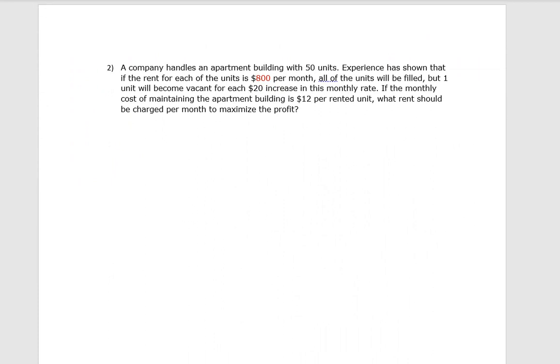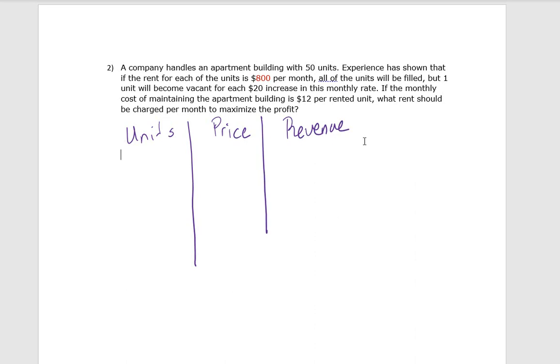Now, the next question is a word problem. So I'm going to try to figure out what my revenue function is. So first, I'm going to lay out the number of units, the price per unit, and the revenue. So if they rent out all 50 units, then each unit is going to be $800 each, and the revenue is going to be the number of units times the price per unit.